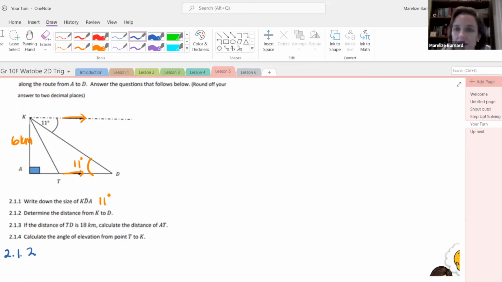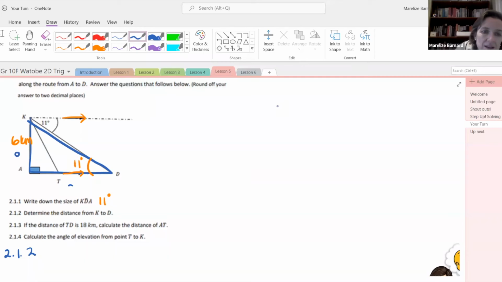Andile says sine. Anyone else? Any other suggestions? Buchle also says sine. How do we know that it is sine? Because it is the opposite. So we're going to label our sides again. And I'm going to work in the blue triangle.